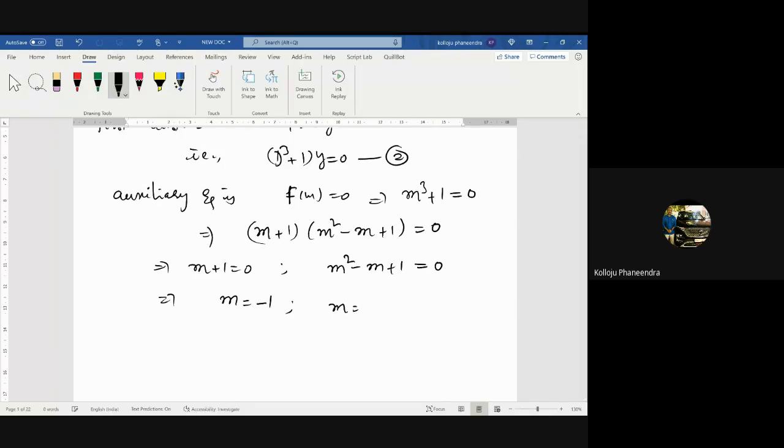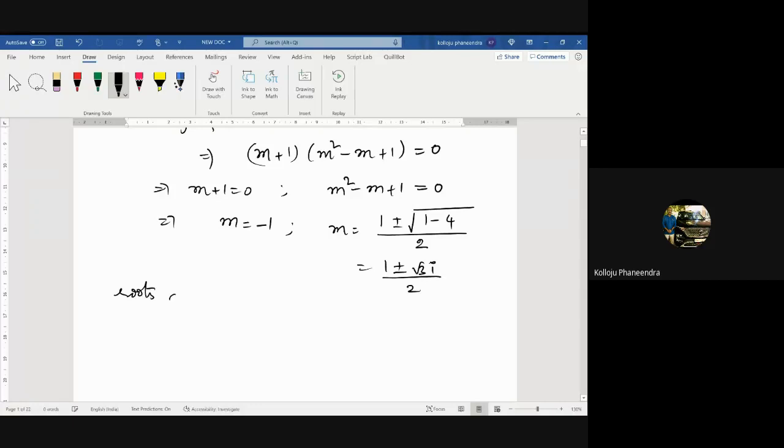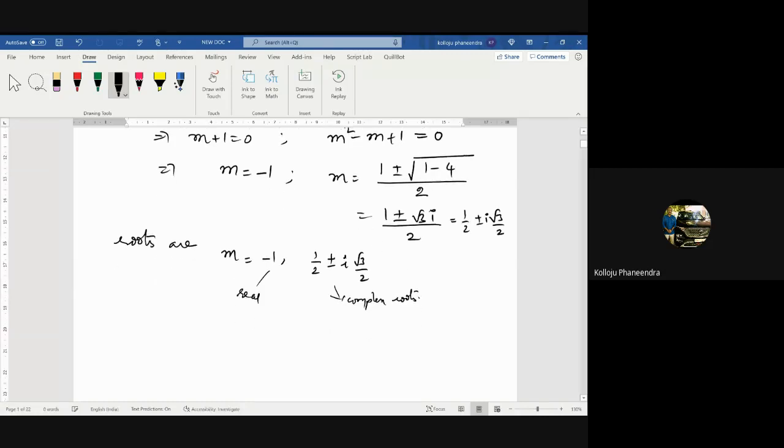And coming to the other factor, let us apply the quadratic roots formula: (−b ± √(b² − 4ac)) / 2a. Therefore, the roots are m = −1 and 1/2 ± i √3/2. So one root is real, and these two are complex roots. Real roots and complex roots.